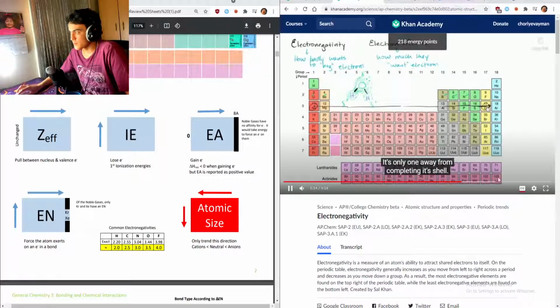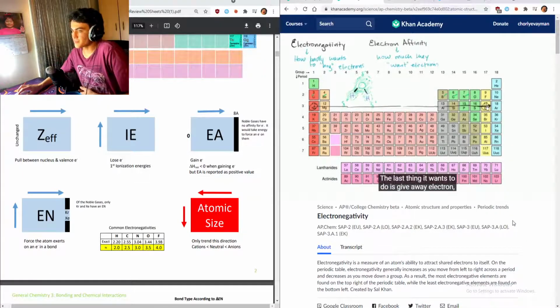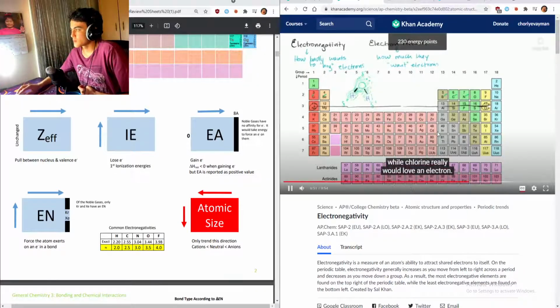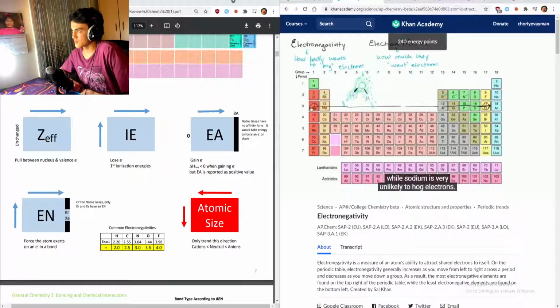Chlorine is the opposite. It's only one away from completing its shell. The last thing it wants to do is give away an electron. It wants an electron really, really badly so it can get to the configuration of argon and complete its third shell. So the logic here is that sodium wouldn't mind giving away an electron, while chlorine really would love to gain one. Ionization energy is about giving up an electron, and electronegativity is about attracting electrons. So chlorine is more likely to hog electrons, while sodium is very unlikely to hog electrons.